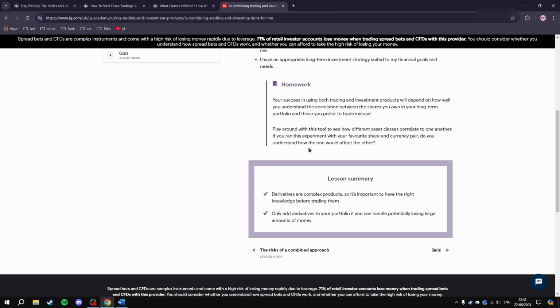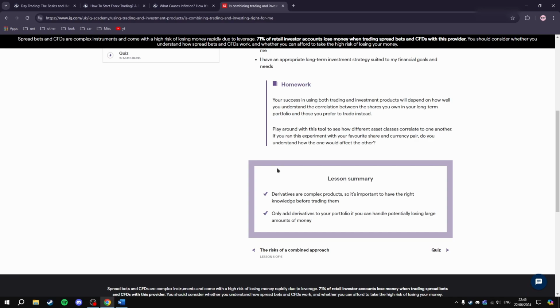Play around with this tool to see how different asset classes correlate with one another. If you ran this experiment with your favorite share and currency pair, do you understand how the one would affect the other? So look at how different asset classes correlate with each other.